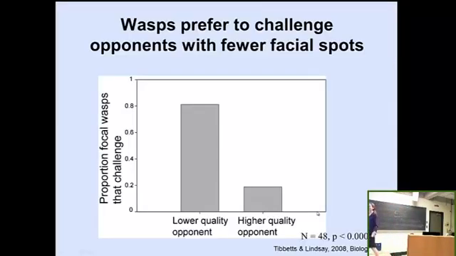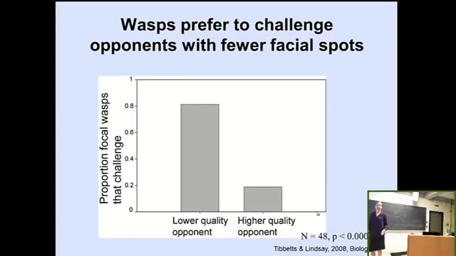Wasps preferentially challenge the individual with fewer facial spots. About 80% of the time, they chose the individual with the lower brokenness facial patterns. I was pretty excited about this because it shows that these facial patterns are actually a signal of fighting ability. Wasps are using this variation to make decisions.